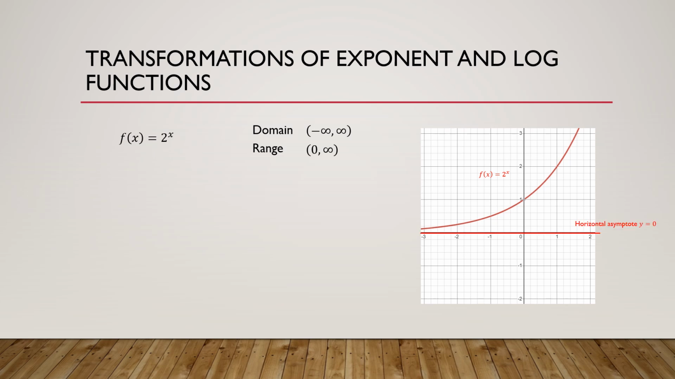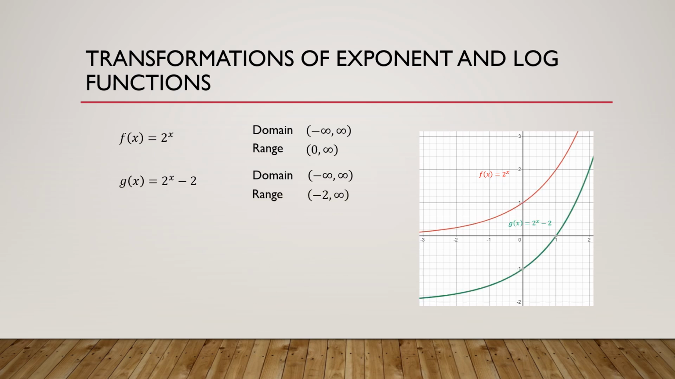In this case, for a vertical transformation such as 2 to the x minus 2, the domain remains unchanged, but the range changes to all real numbers greater than negative 2 and moves the horizontal asymptote to negative 2.